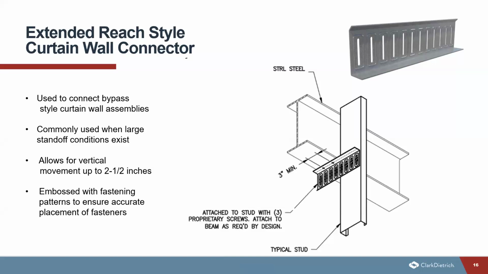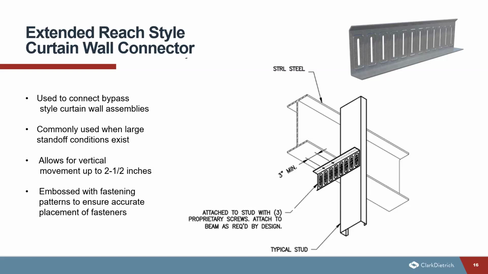So this is going to allow for vertical movement up to 2.5 inches. And again, it's going to be embossed with the fastening pattern to ensure the accurate placement of the fasteners. These connectors are typically available in standard lengths of 12 inches to 15 inches. And sometimes they could even be customized to lengths up to 24 inches long. So again, it's going to allow that framing attachment well beyond the perimeter of the structural steel.